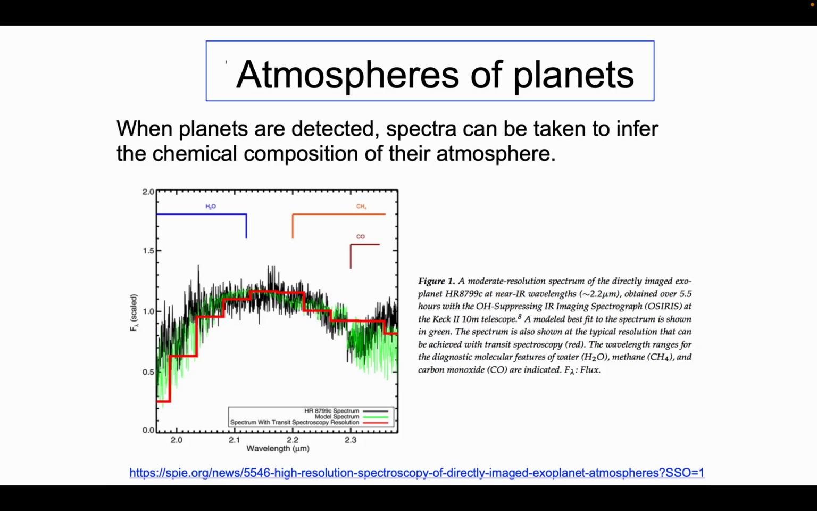For the atmosphere of the planet, here also the planet spectra can be taken, and the chemical composition of the planet can be told from the spectra.